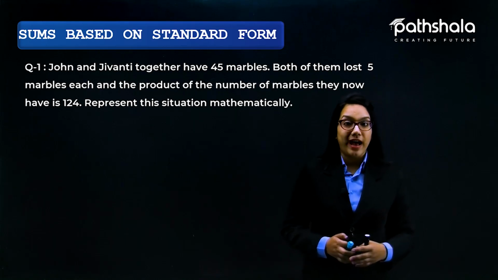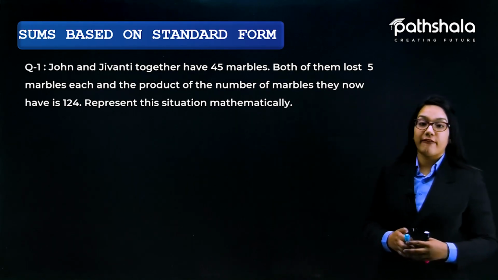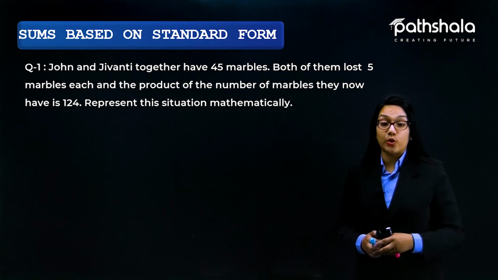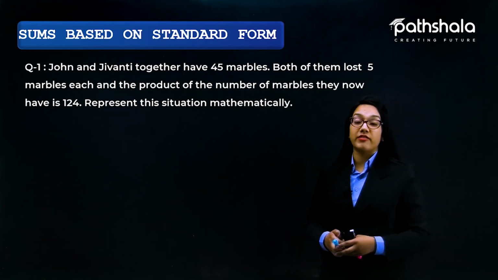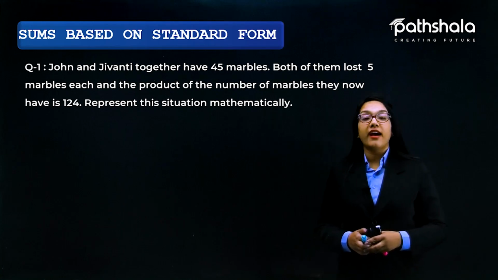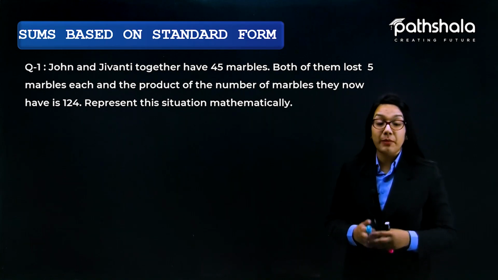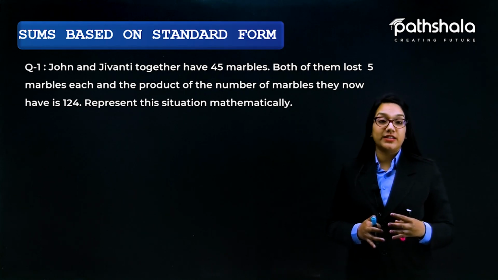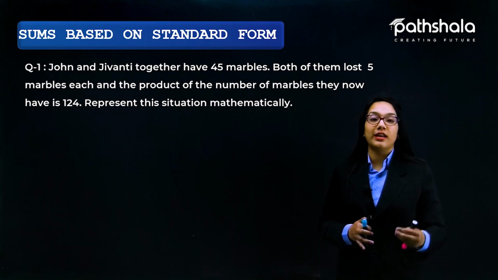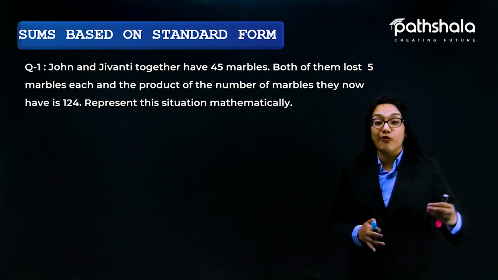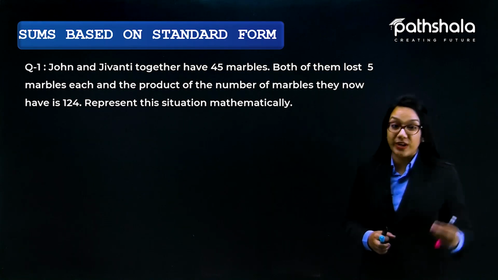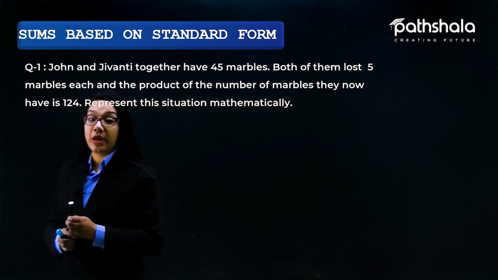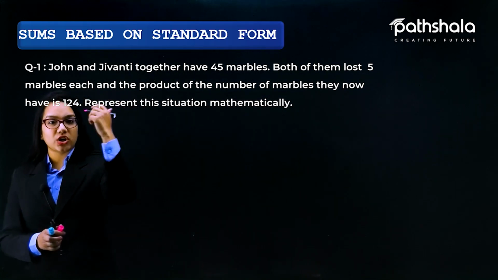So first of all, we have John and Jivanti together have 45 marbles. Both of them lost 5 marbles each, and the product of the number of marbles they now have is 124. We have to represent this situation mathematically. So now we are taking a real life situation, and using it we are forming a quadratic equation in mathematical terms. So let's see how we can form a quadratic equation using such a condition.